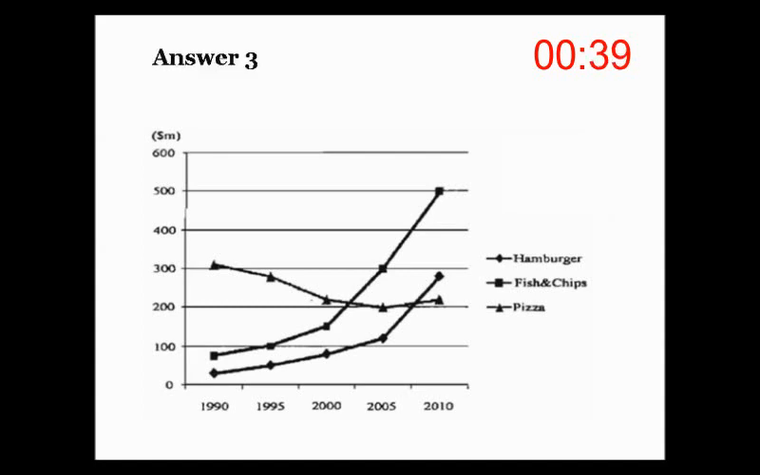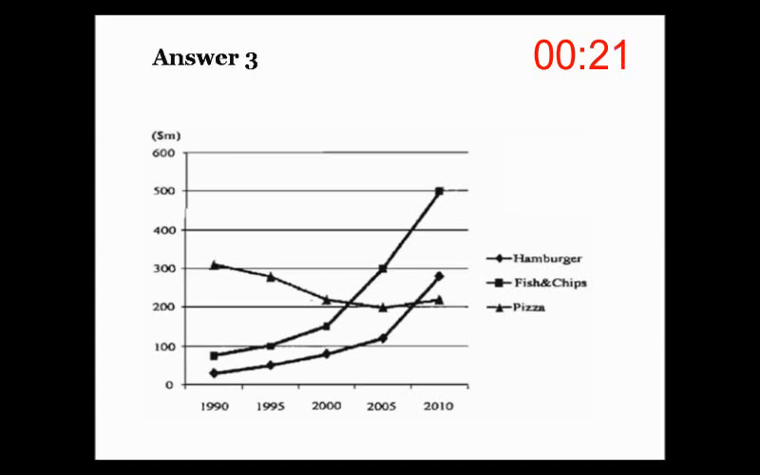The line chart gives information about the three lines. To begin with, we can see that there are several sections in this picture. There is hamburger, fish and chips, and pizza. According to the graph, in terms of hamburgers, the largest number can be found in 2010, which is about $300 million, while the smallest number can be found in 1990, which is about $20 million.